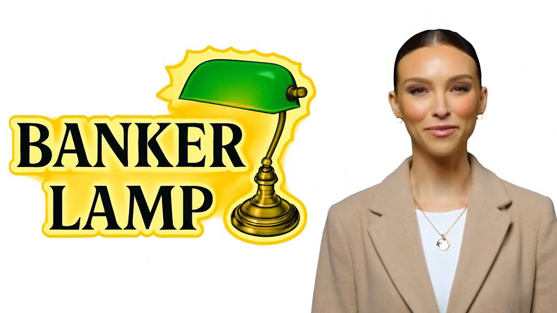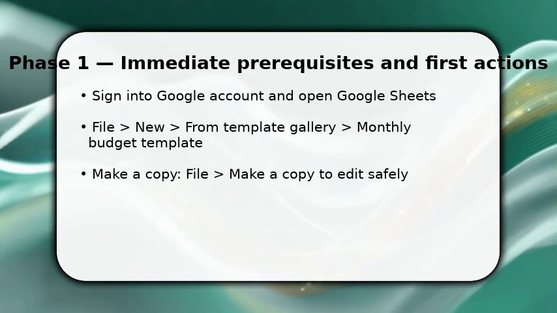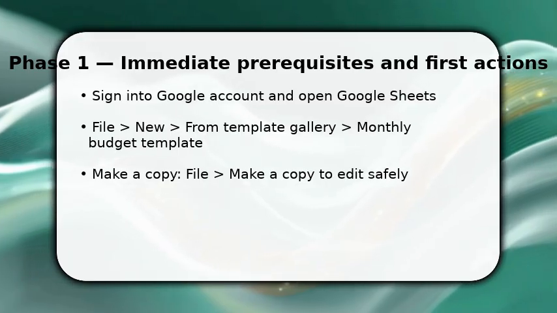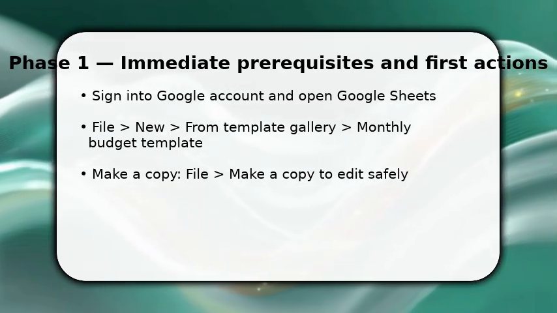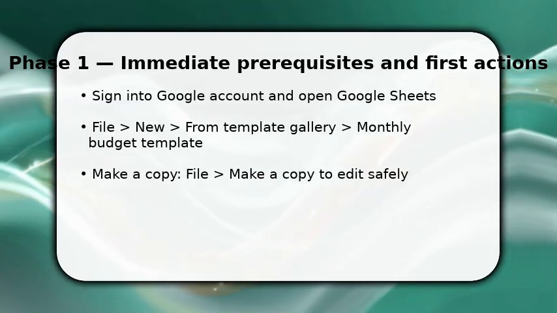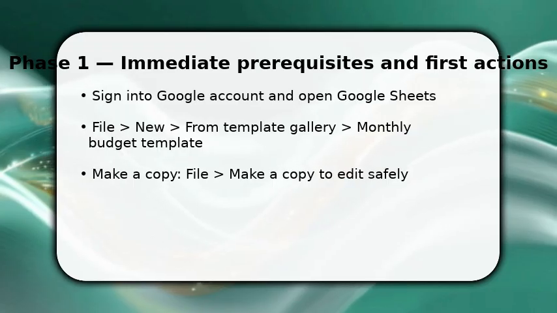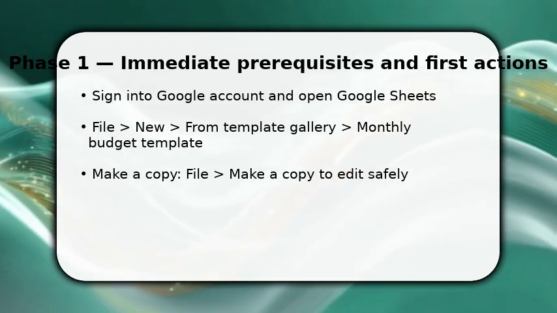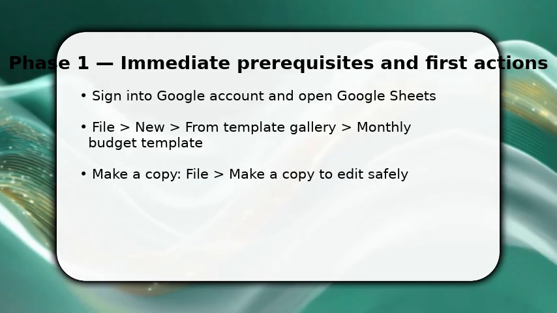Please enjoy the video. You start by signing into your Google account and opening Sheets. Next, pick the monthly budget template from the gallery so you don't build from scratch. Make a copy immediately. This prevents accidental edits to the original and keeps a clean backup. Once done, scan the template.